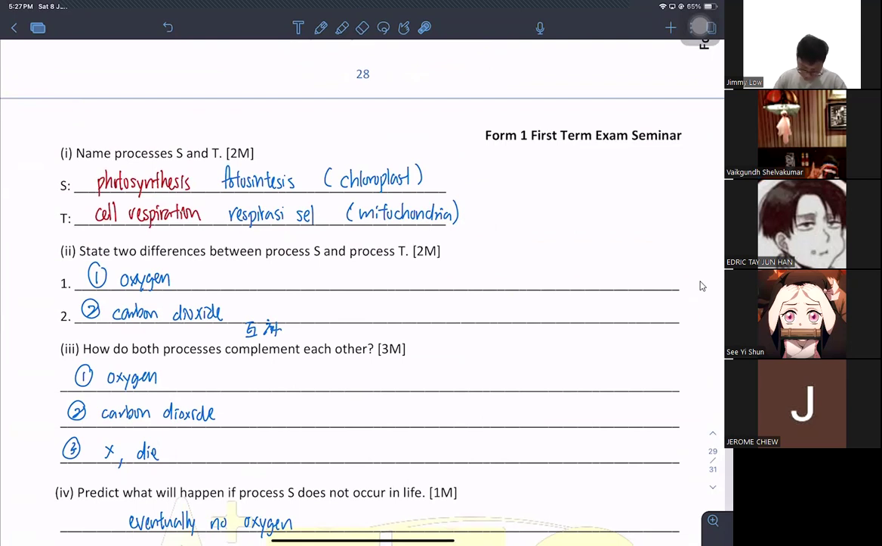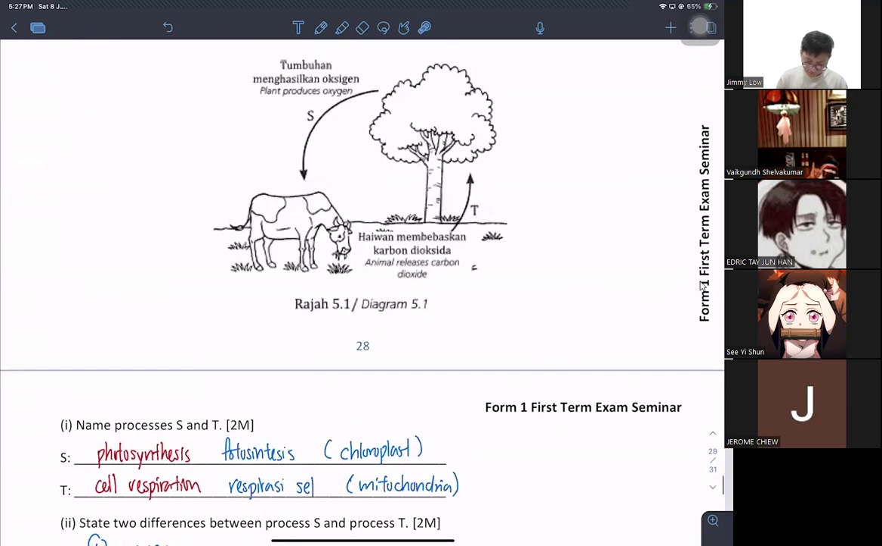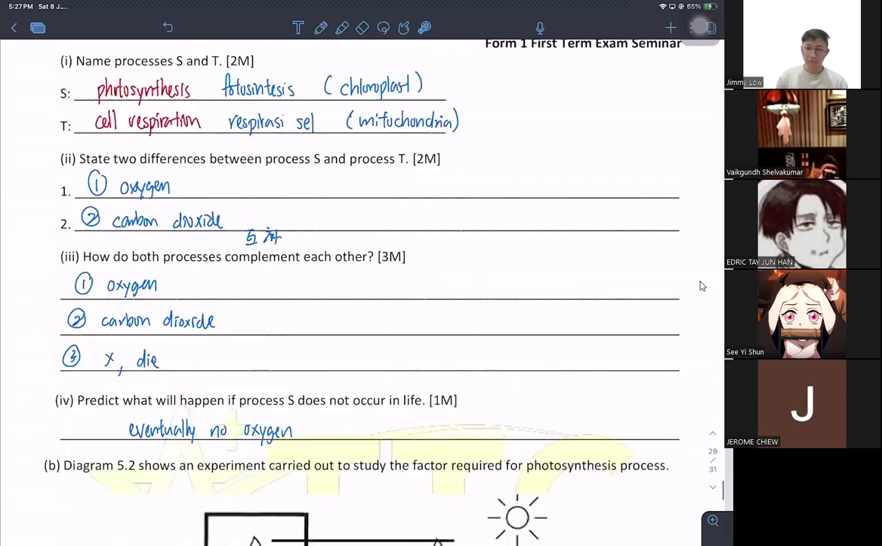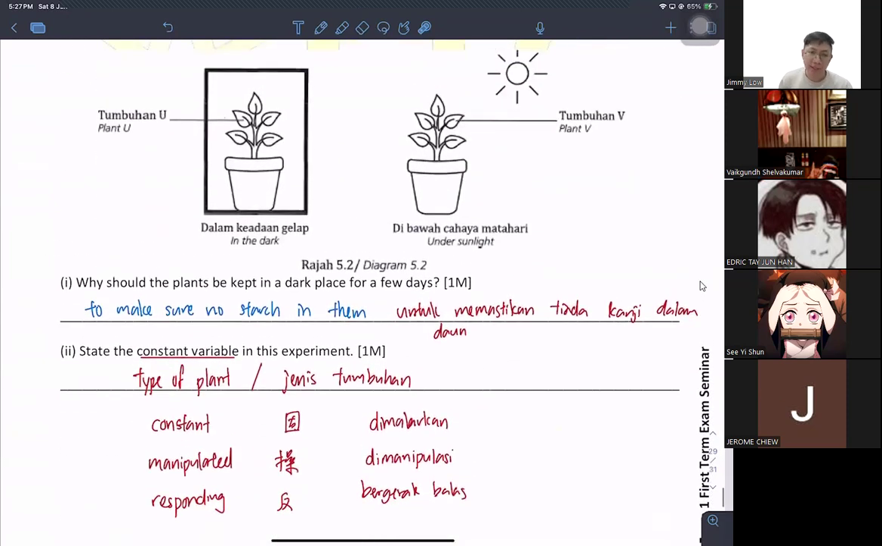Okay, so four, predict what will happen if process S does not occur in life. Eventually, no oxygen. Of course, you can say eventually all the animals will die, also can. But I'm going to another perspective of no oxygen because no photosynthesis.